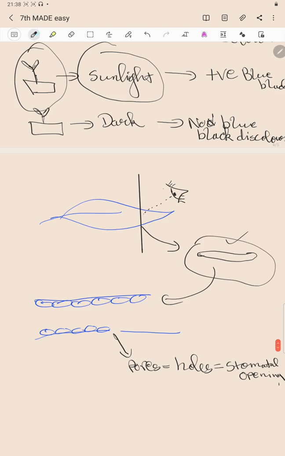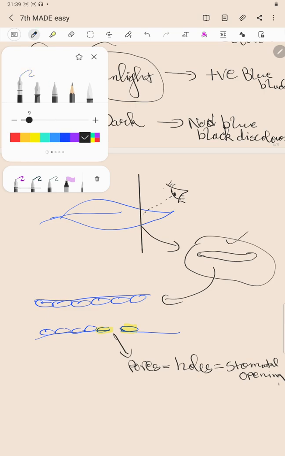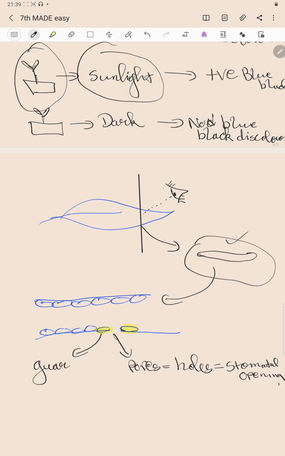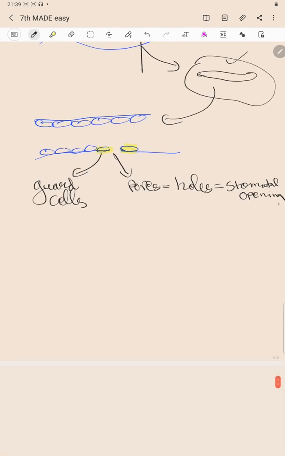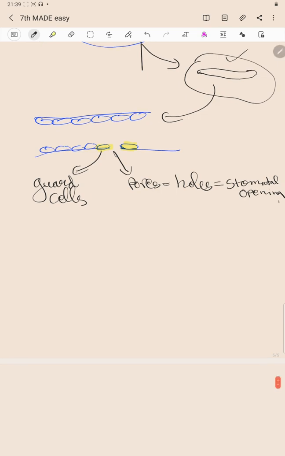Basically it means that there are small holes on the surface of leaves. These two cells which are surrounding the stomatal opening are called guard cells. If you try to draw the stoma, this is what you would see. Guard cells are kidney shaped cells, you can see this looks like a kidney. So there are two guard cells surrounding a stomatal opening. These are the guard cells, and this is the stomatal opening.